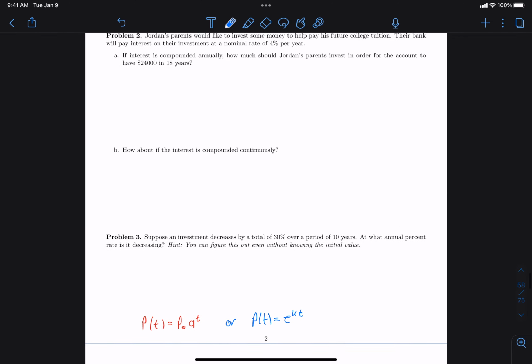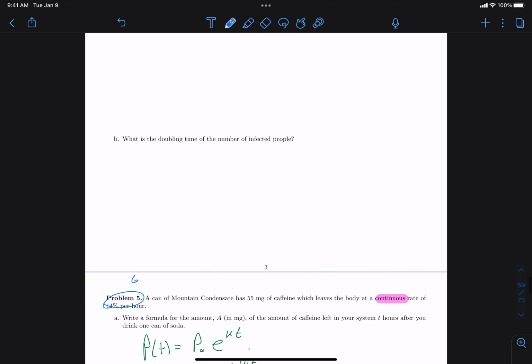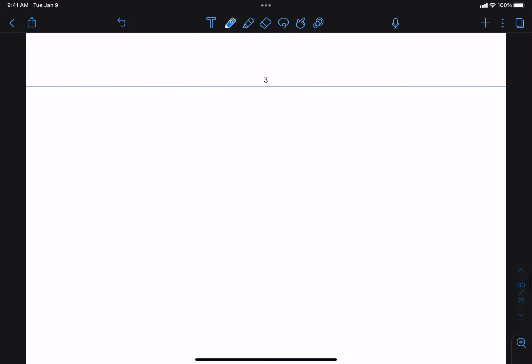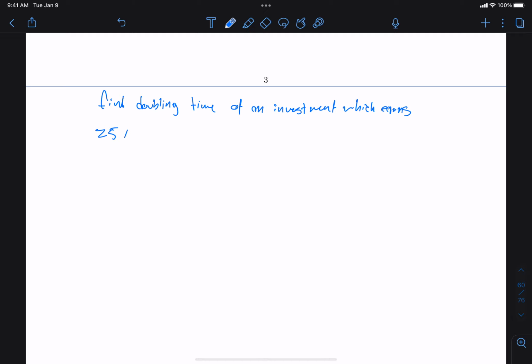I'm going to do two examples really quickly. Two examples. Find the doubling time of an investment which earns 25% interest, and we're going to do it two ways, annually and continuously.